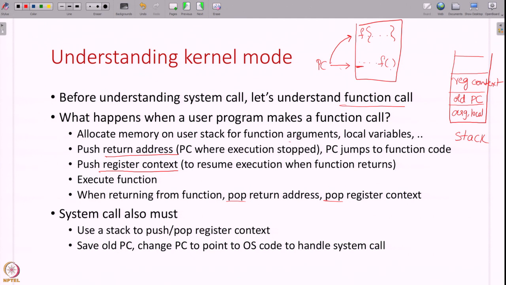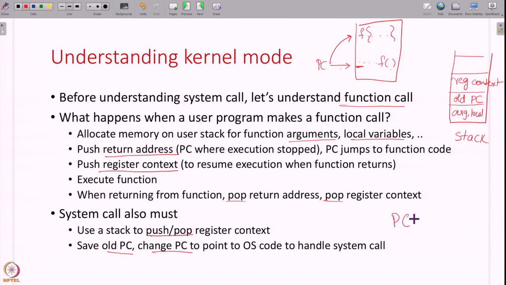In addition to things like arguments and local variables, you will also store things like the program counter and register context and everything on the stack. You will save it on the stack and restore it later. Similarly, a system call also must do these things. It must use a stack in which you will push register context before the system call and pop it out afterwards. And you will also save the old value of the program counter and you will change the program counter to point to the OS code, right.